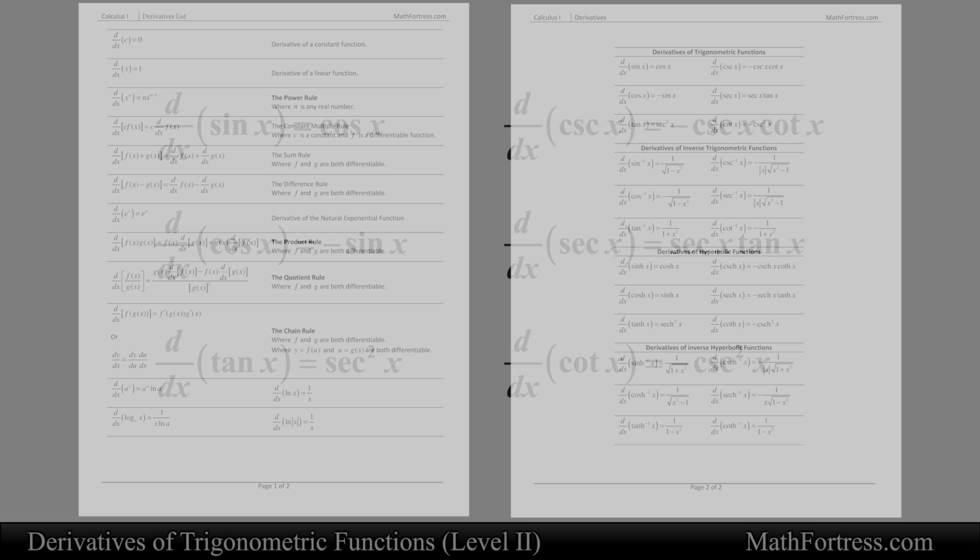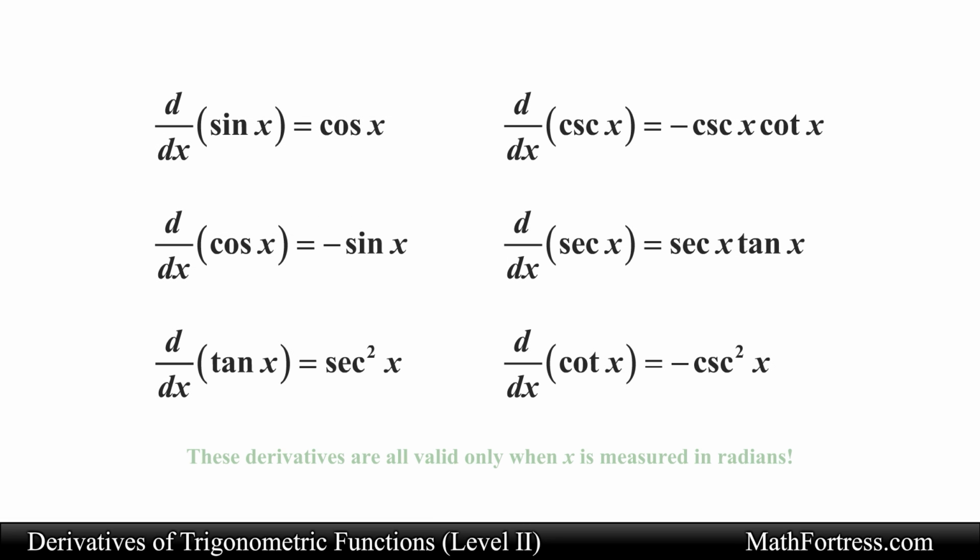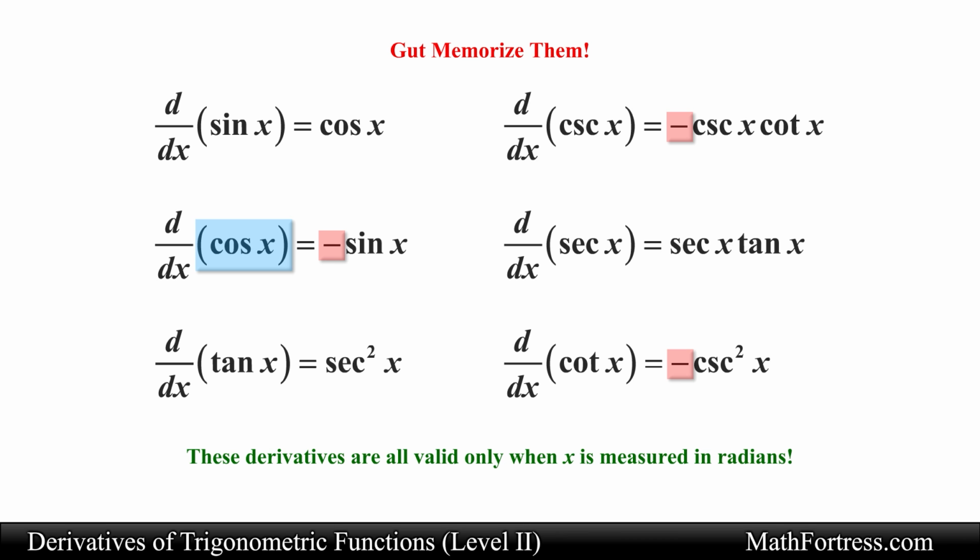You can also download a derivative equation sheet by visiting our website or clicking on the link in the description below. Remember that these derivatives are all valid only when x is measured in radians, so make sure your calculator is in radian mode. I recommend you memorize these trigonometric derivatives so that you can apply them quickly and not derive them every single time. Notice that the minus signs go with the derivatives of the co-functions, specifically cosine, cosecant, and cotangent.